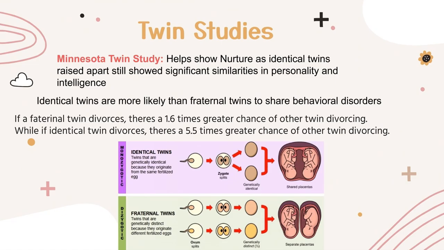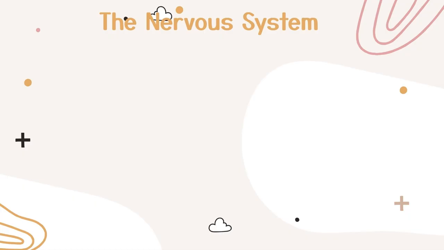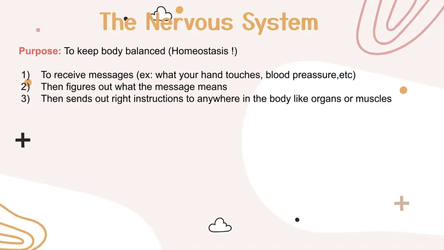The nervous system. The purpose of the nervous system is to keep the body balanced, homeostasis. First, it receives messages, for example what your hand touches, blood pressure, etc. Then it figures out what the message means. Then it sends out the right instructions to anywhere in the body, like organs or muscles.